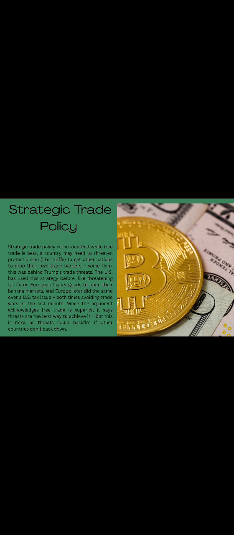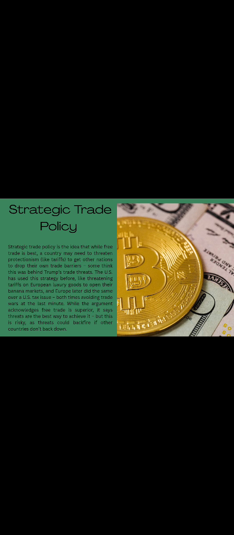The US has done this by threatening Europe with tariffs on luxury items to let in American growth bananas. Europe later threatened back over a US tax rule. Both times they made deals just in time to avoid a trade war. It's a risky move. Threats might work to get other countries to drop barriers, but they can also spark a trade war.